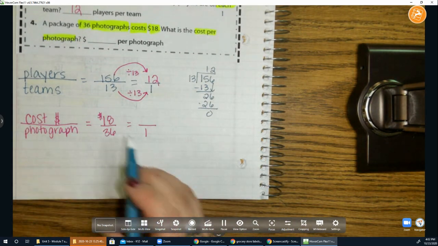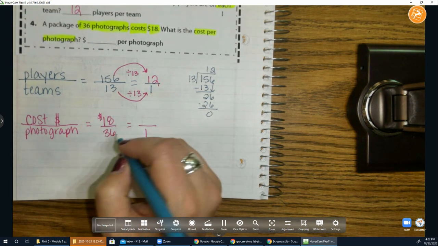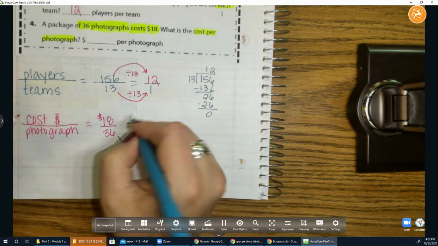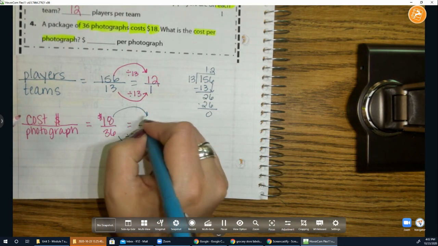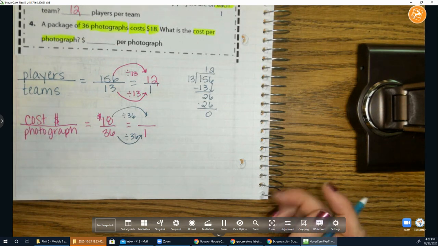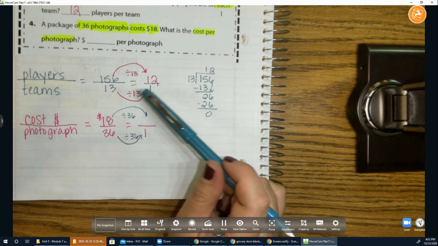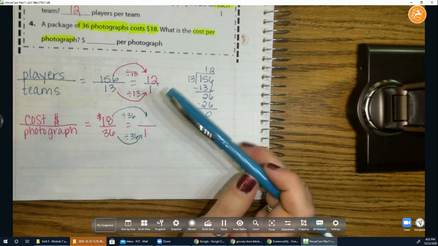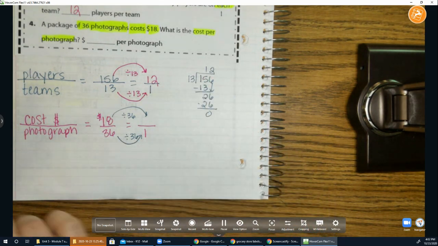So how would I go from 36 to 1? I would divide by 36. And then I need to do the same to the top. I need to divide by 36. All right, somebody in my class said, well, Miss Delcambre, 18 over 36, that's a half. So that may be 50 cents. So let's see if it totals a half.